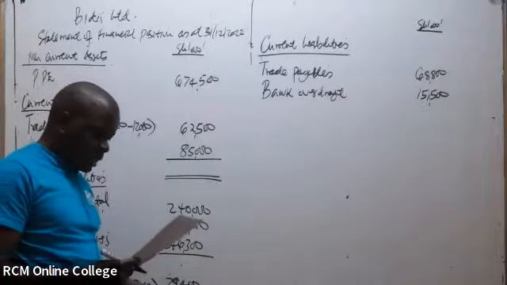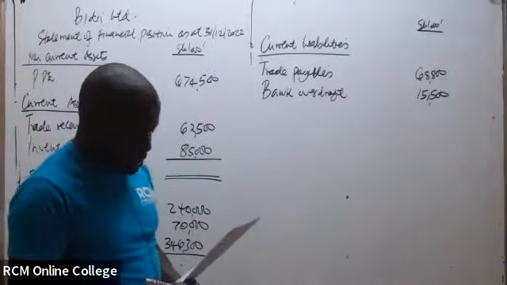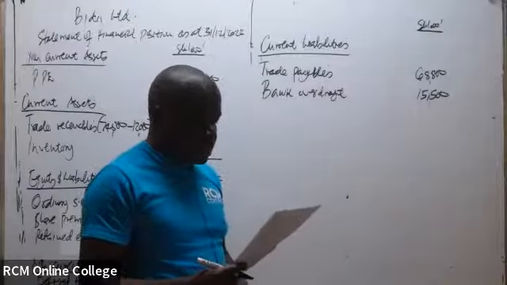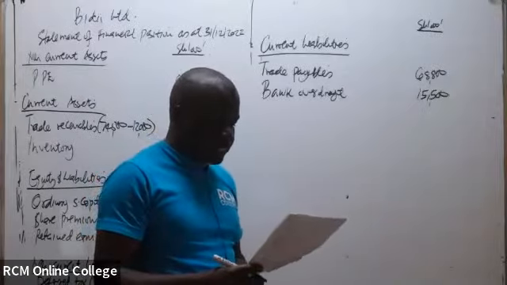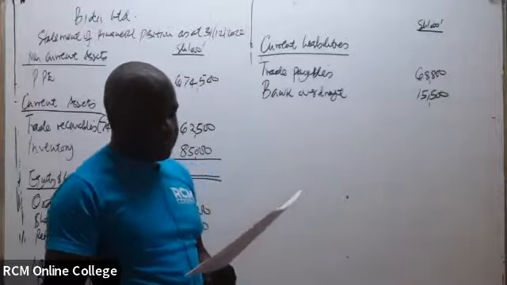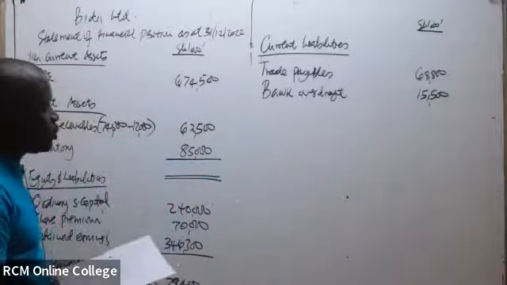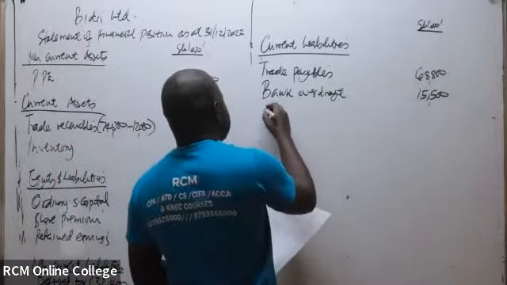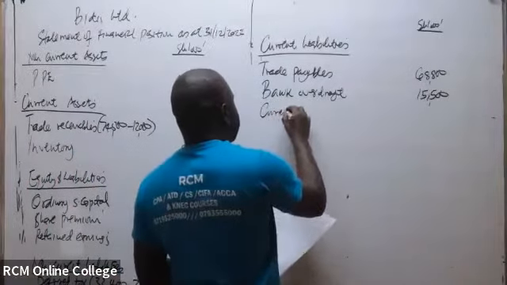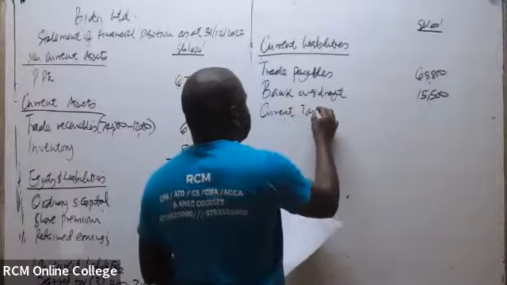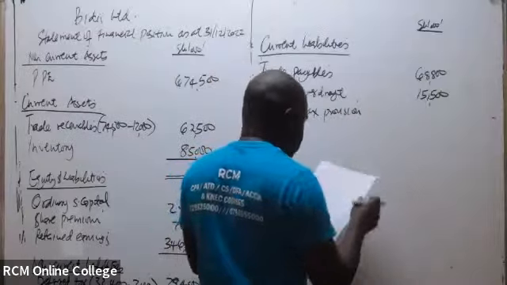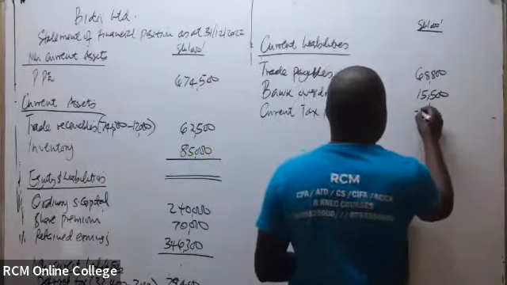Then if you look at note number 4, a provision for current tax for the year ended 31st of December was 52 million. So it was a provision, they didn't settle it. In this case, we have a current tax provision. They'll pay it later on in the coming year. It was an amount of 52 million.